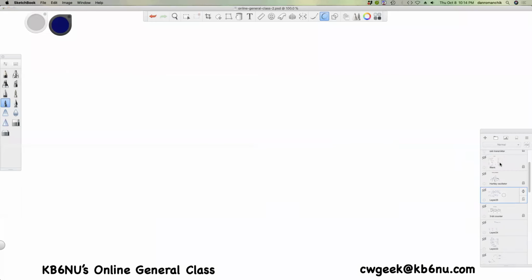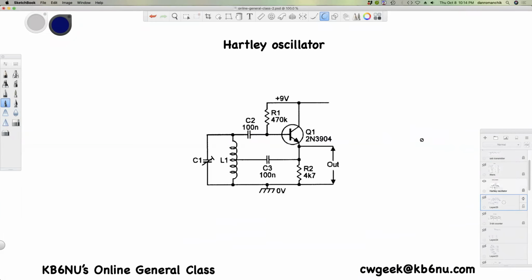So let's talk about oscillators now. This is an example of an oscillator circuit. And yeah, you still might want to build this. I mean, there are certain needs for doing oscillator circuits.